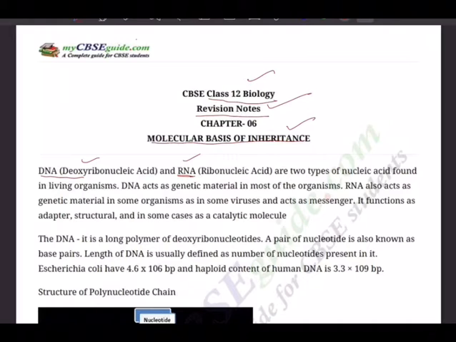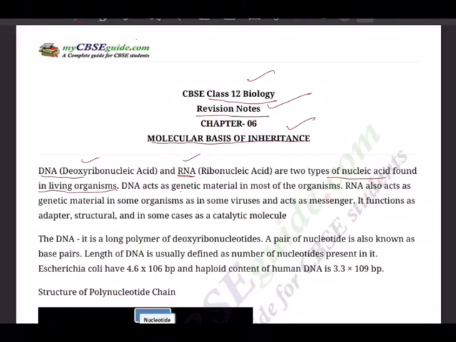RNA is important. So where are they present? These are present inside the nucleus of our cell. So they are called nucleic acids, and they are acidic in nature. So being present inside the nucleus and being acidic in nature, they are called nucleic acids. They are found in all living organisms.